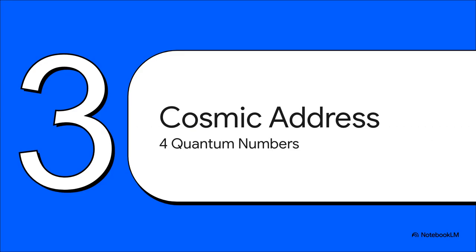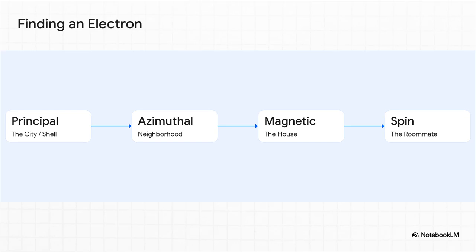Section 3. The cosmic address. All right, so the nucleus is in the center, and the electrons are on the outside. But where exactly are these electrons? Welcome to the core concept of quantum mechanics. Think of finding an electron just like finding a friend's house. Step 1 is the principal quantum number. Think of that as the city.